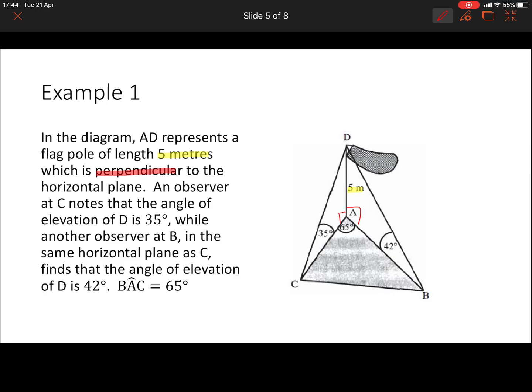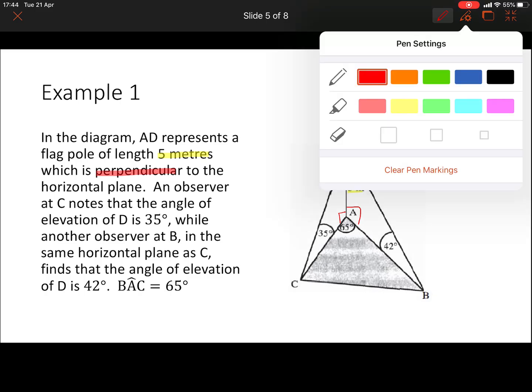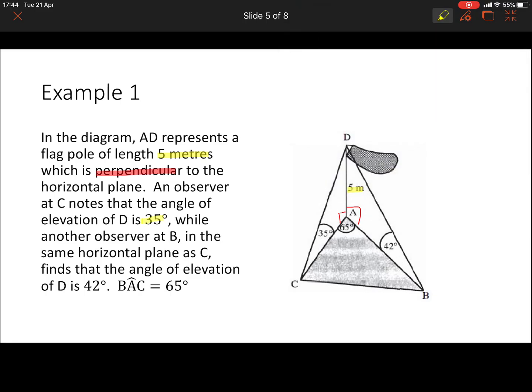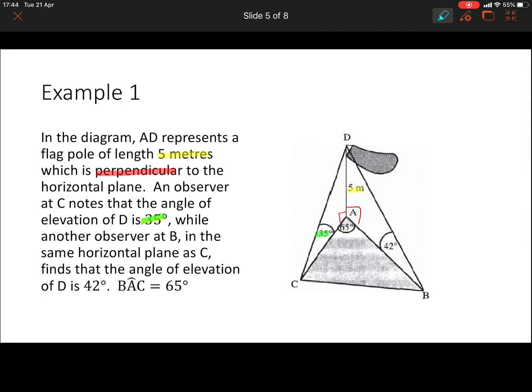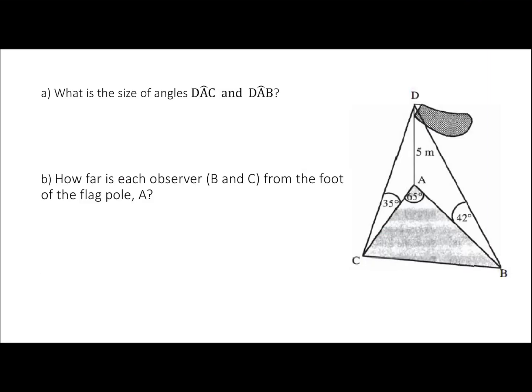An observer at C notes that the angle of elevation of D is 35 degrees. So 35 degrees, that is on there. While another observer at B notices that the angle of elevation of D is 42 degrees. And then lastly, they told us that BAC is equal to 65 degrees. Now that I know all the information is on the diagram and I made sure I understand what's happening, I know that there's a vertical pole, we can now carry on with the questions that they asked.